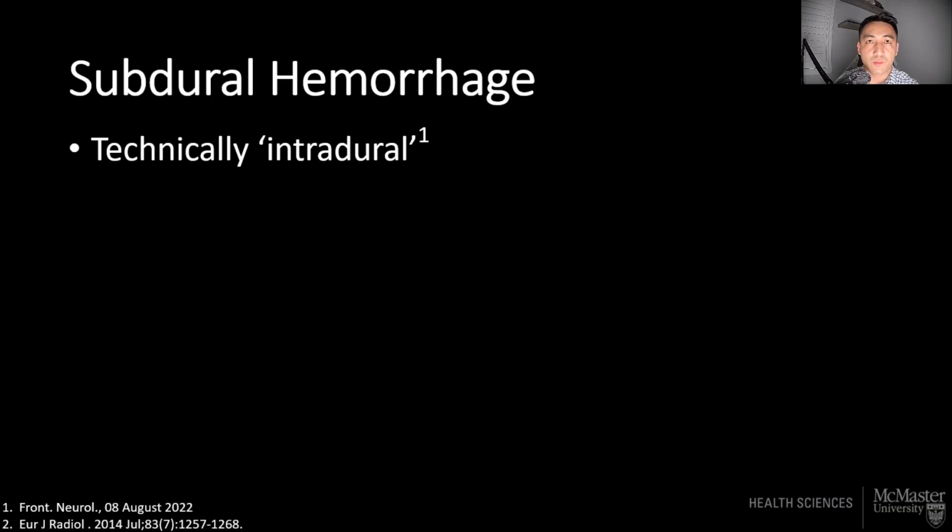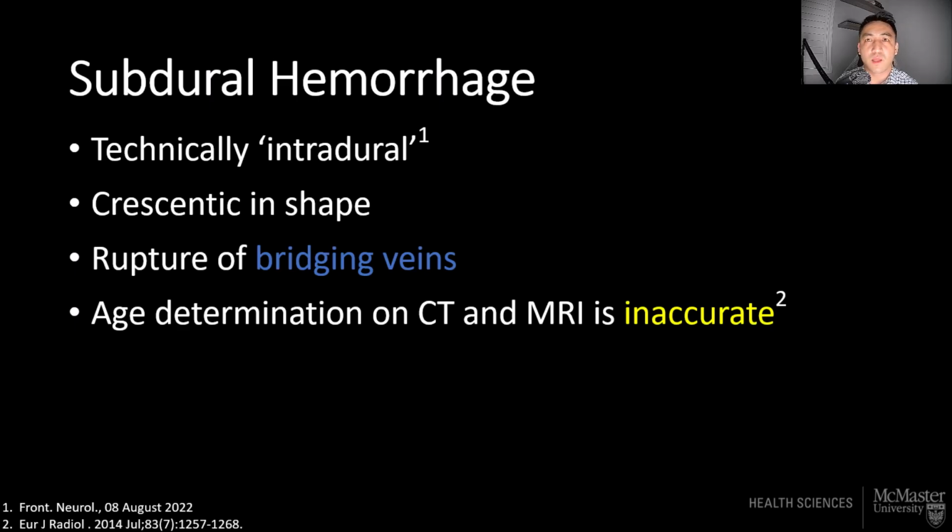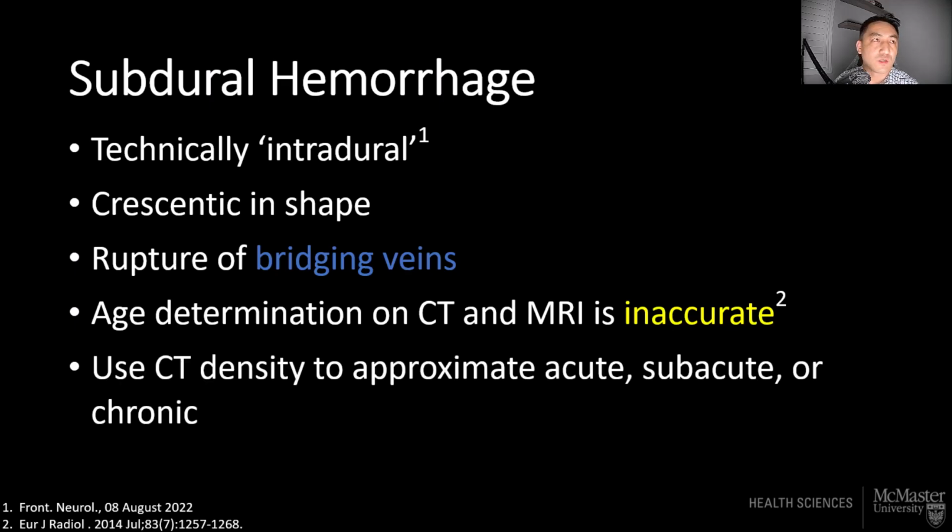Now with subdural hemorrhage, they are actually formed within the innermost layer of the dura as opposed to between the dura and the arachnoid mater. So they actually should be called intradural hemorrhages technically. They are crescentic in shape and venous in origin, and there's a lot of overlap of imaging features in each age category. So the best we can do is give an approximate age, best done by CT.